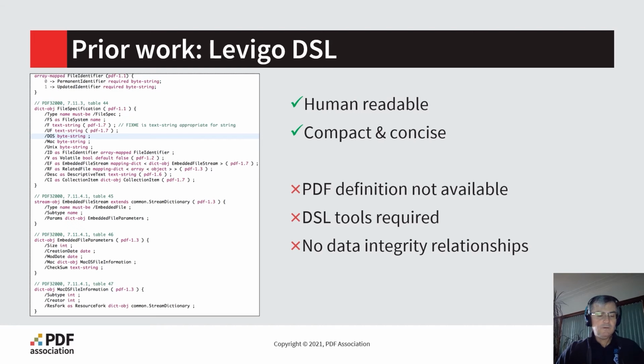The Livideo DSL uses Xtext, the Java-centric DSL environment. It only provides the grammar of the DSL and not the definition for PDF itself. It is very readable and concise for human consumption, as shown here. However, it is difficult to programmatically process without the DSL tooling and defines no data integrity relationships. And this DSL tooling is rather heavyweight, as both the DSL grammar itself and the PDF model would both churn.